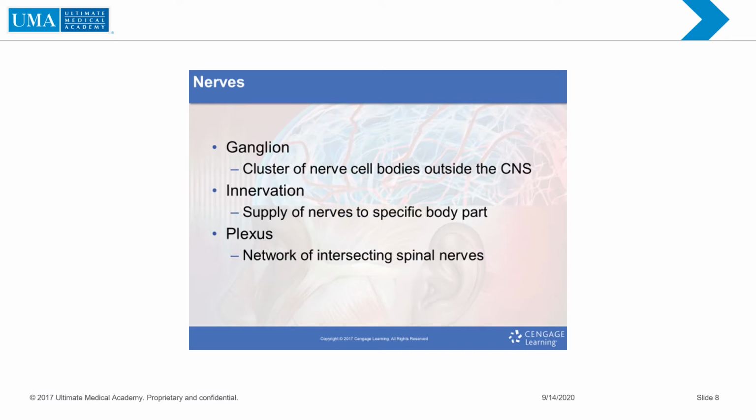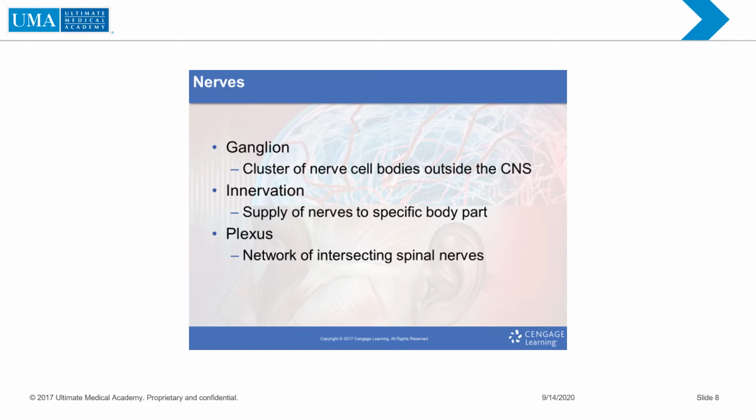Other parts of a neuron, we have the ganglion. This would be the nerve center that's made up of a cluster of nerve cells outside of our CNS. When you hear the term ganglion, this would also describe a benign tumor-like cyst. Here, the term innervation means the supply of nerves to a specific body part, as we saw with the various locations of the nerves in our previous slide.